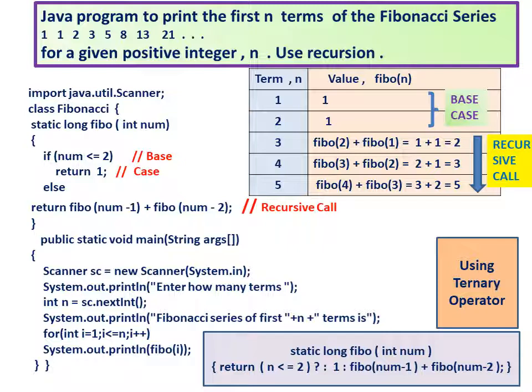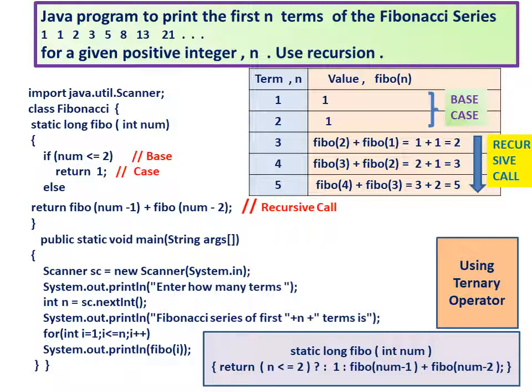The program is import java.util.Scanner. Class Fibonacci, static long Fibo(int num). If num <= 2, return 1. Else return Fibo(num - 1) + Fibo(num - 2). Public static void main(String args).